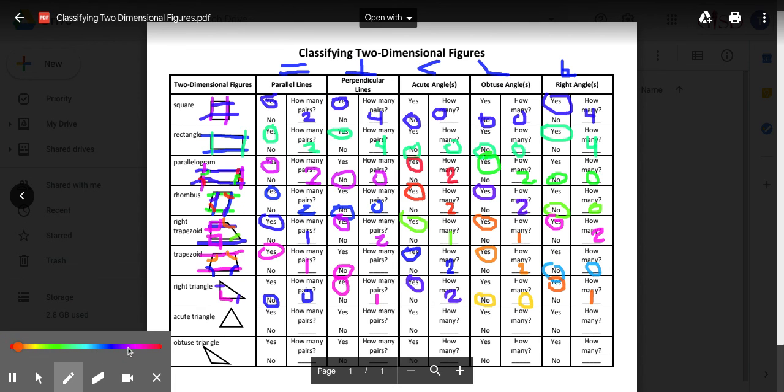Your next shape is an acute triangle. You do not have any lines that meet at a right angle, so you do not have any perpendicular lines or parallel lines, I'm sorry. You don't have any lines that run straight across without touching each other, so your answer is no and 0. You do not have any lines that form a right angle, so your answer is no and 0.